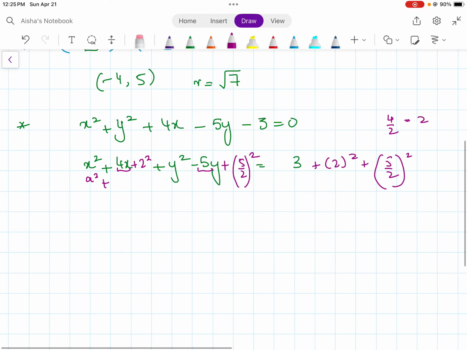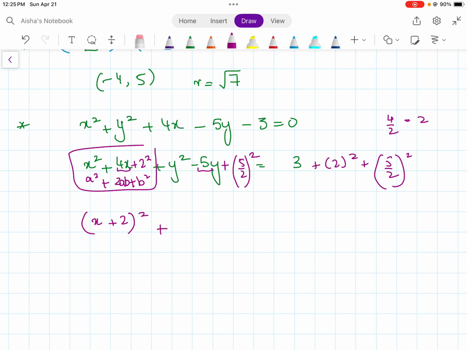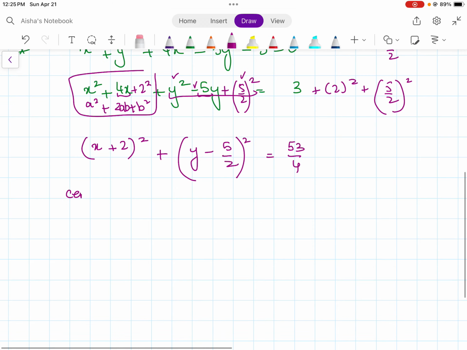Now this is a square plus 2ab plus b square. This entire thing closes into (a plus b) the whole square. Then 3 plus 4 plus 2.5 square gives you 53 upon 4. Now over here the center coordinates are (minus 2, 5 upon 2), and the radius is under root 53 upon 4, which is 3.64.